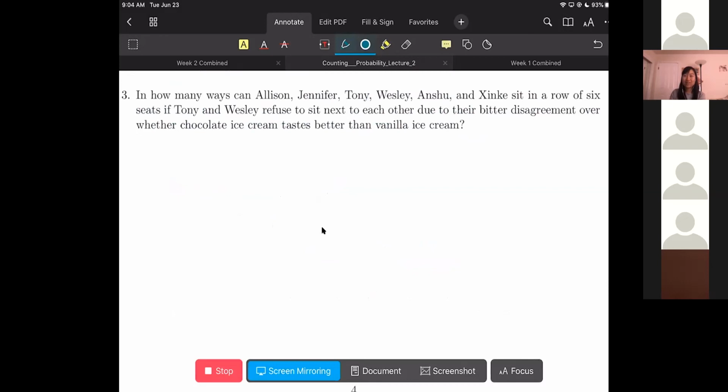All right, let's do this one. So this is another one where people are sitting in a row. How many ways can these 6 people, Allison, Jennifer, Tony, Wesley, Anshu, Xinke, sit in a row of 6 seats if Tony and Wesley refuse to sit next to each other due to their bitter disagreement over whether chocolate ice cream tastes better than vanilla ice cream? So basically we have 6 people sitting in a row, and then 2 people don't want to sit next to each other. Any ideas on how we could do this?